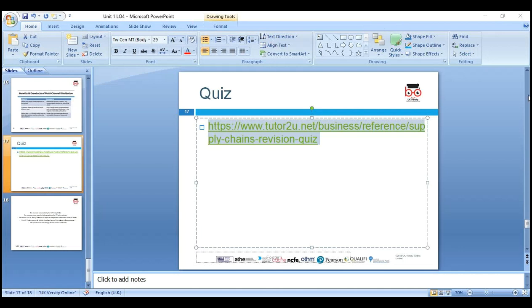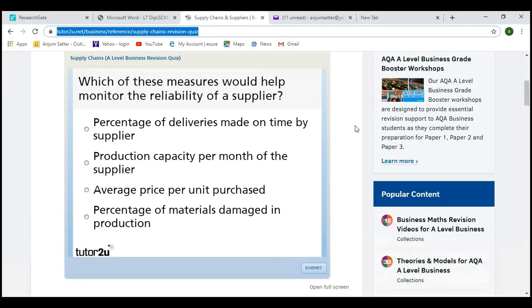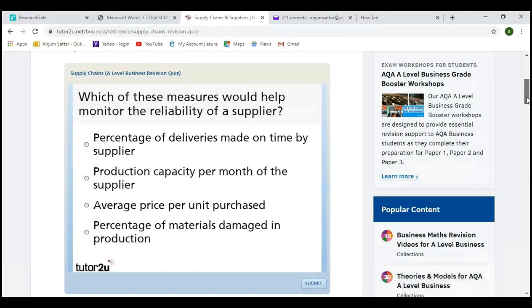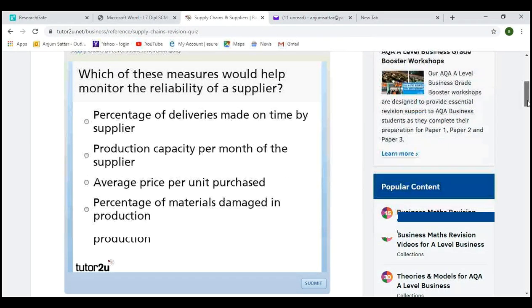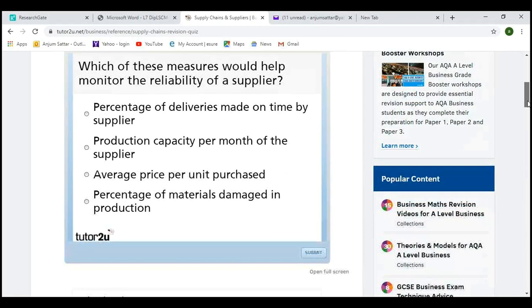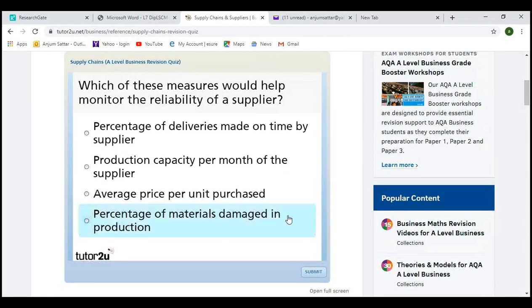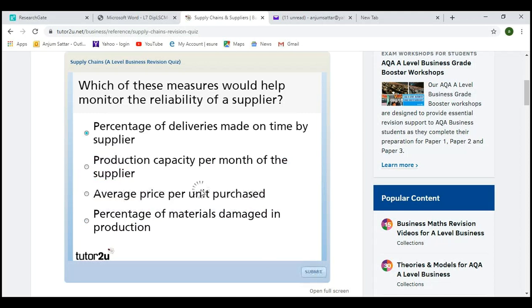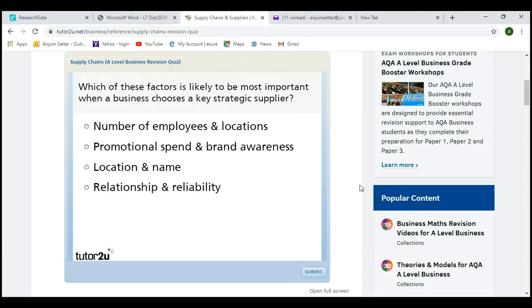Okay, we'll start. Can you see my screen? Yes. Okay, let's go to the first question. Percentage of deliveries made on time by supplier. Which one would you say? First one. Correct, well done. Okay, next please.